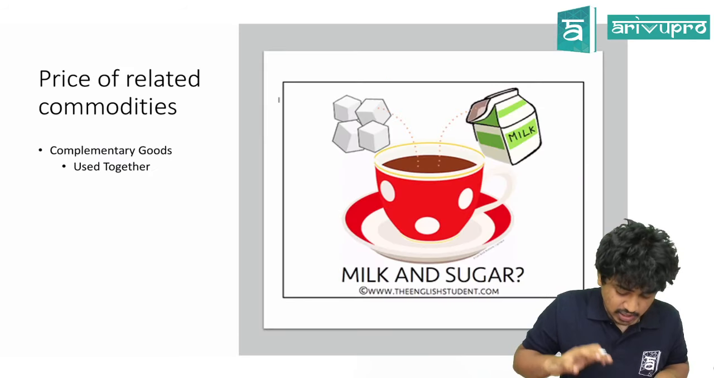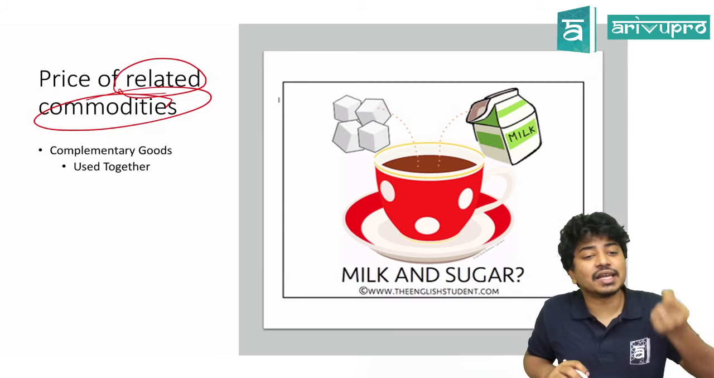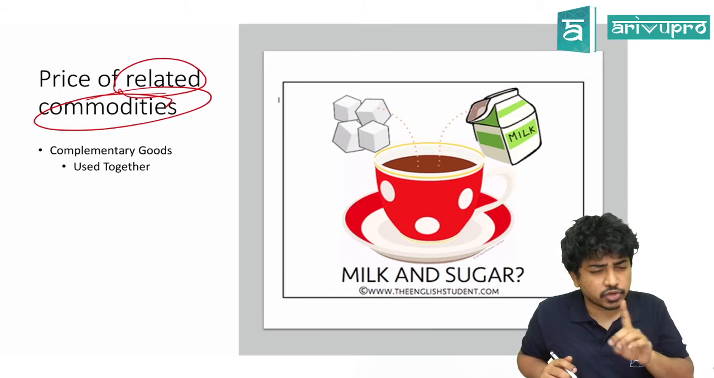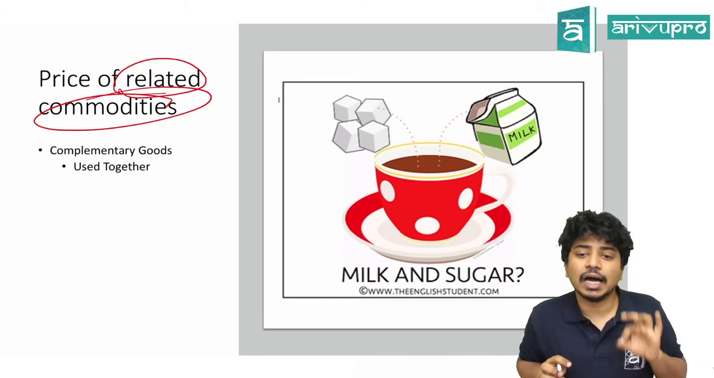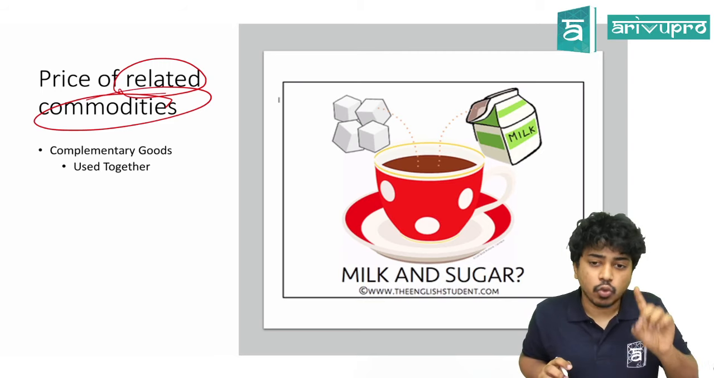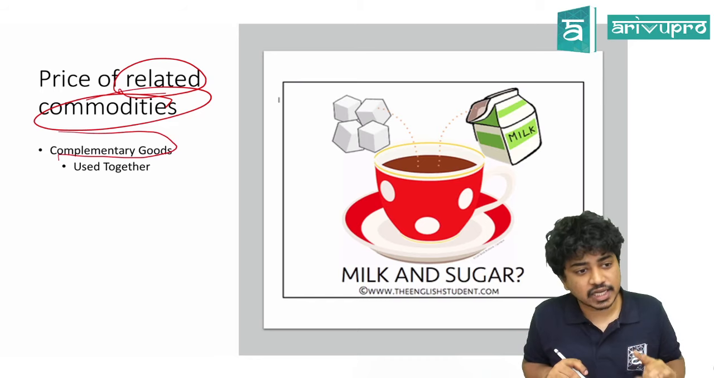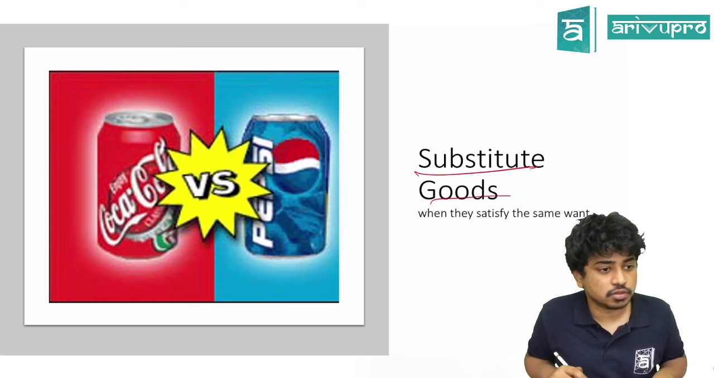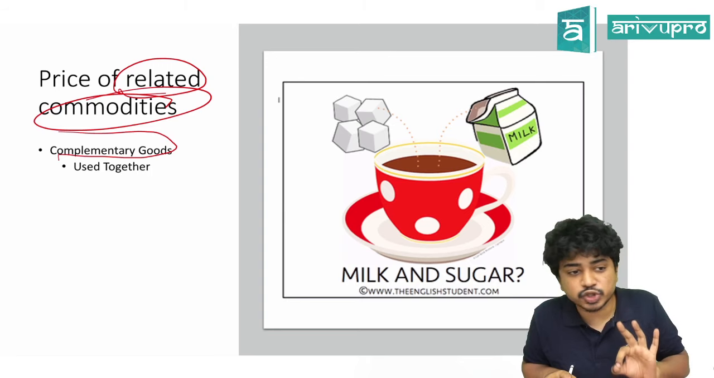Now, prices of related commodities, how do they affect demand? We are going to see. Before we go to prices of related commodities, first we will understand what a related commodity is. Related commodity means what? There are two types of related commodity. One is complementary goods. The second one is called substitute goods.